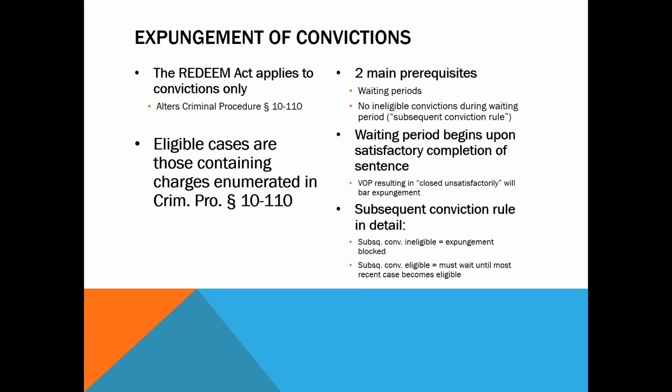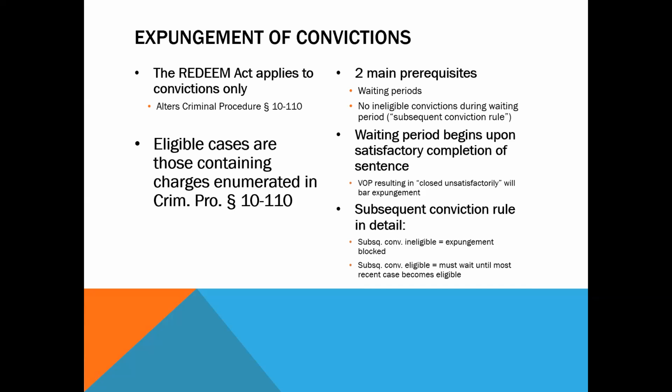And then the subsequent conviction rule. In other words, no ineligible convictions can occur during the waiting period. That would block expungement. So if you have a new conviction that occurs within the waiting period, and that new conviction is ineligible, meaning it's not on that enumerated list in 10-110, it permanently blocks expungement of the previous case.